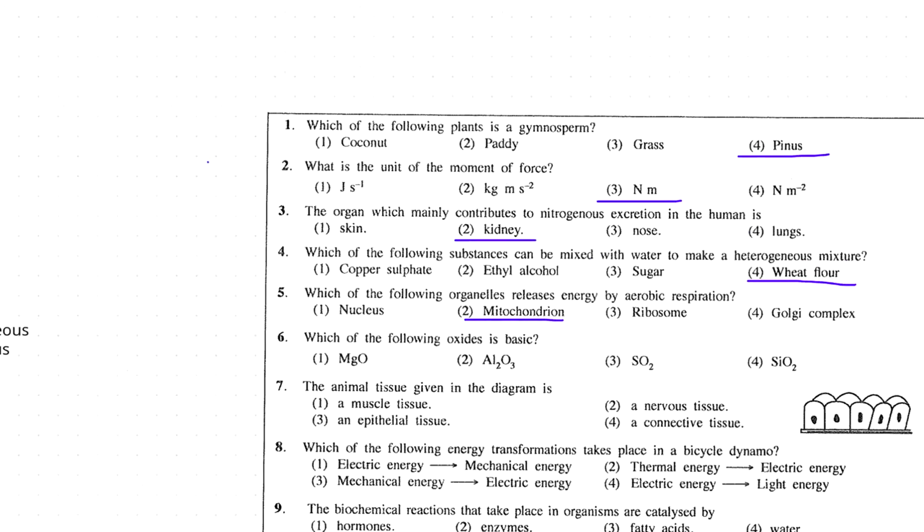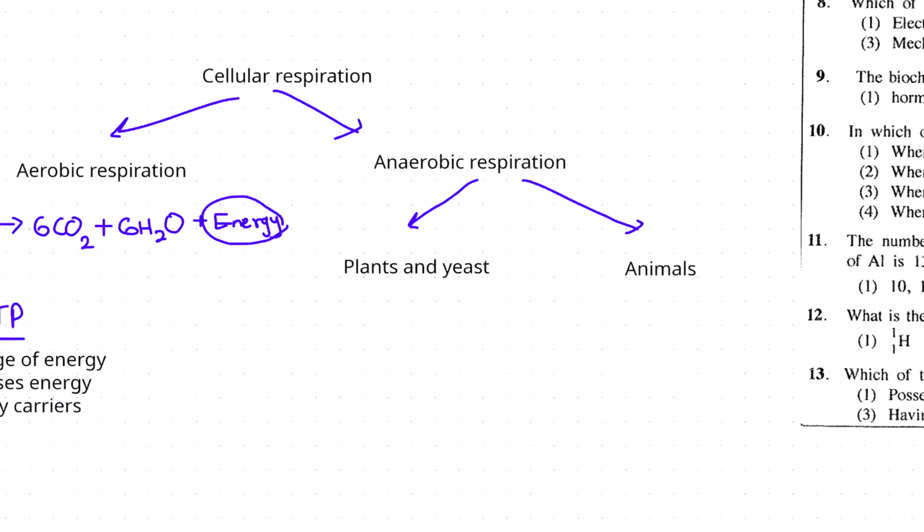Okay. Plants and yeast, well, yes, you are right. It is alcohol fermentation. What is the anaerobic respiration that occurs in animals called? Yes. Others? Yes. Lactic acid fermentation.